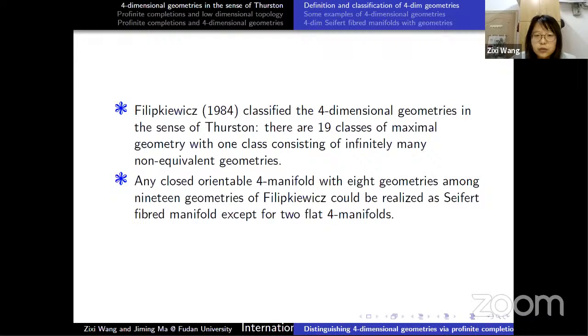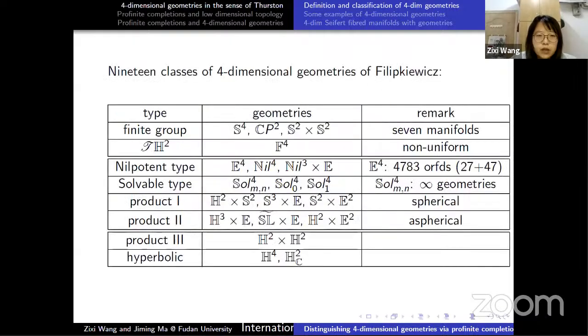Any closed orientable four-manifold with geometry among the 19 could be realized as a Seifert fiber manifold except for 2 flat manifolds, and it is similar to the theorem in three dimensions. And this is a table of the 19 classes of four-dimensional geometries. We could see that the first type is the geometries which could be realized as manifolds with finite fundamental group.